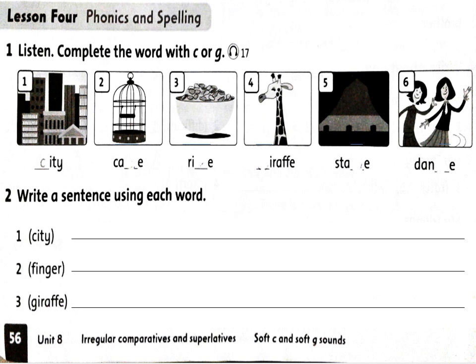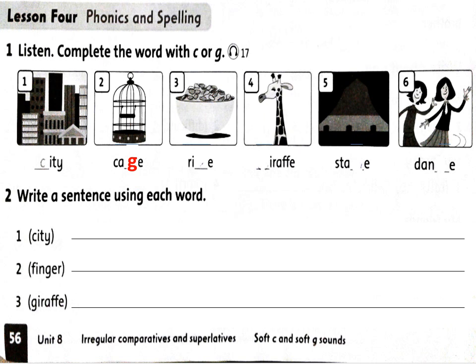This is your homework in the workbook, unit date, lesson 4. Phonics spelling, page 56. Now, part 1. Listen, complete the words with C or G. Now, number 1. City. Number 2. Cage. Now combine the picture and pronunciation. Tell me C or G. G. Good.